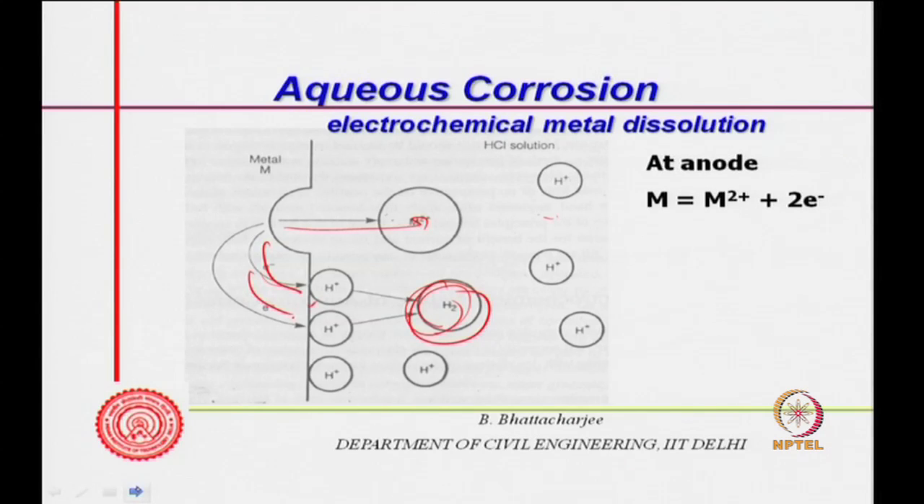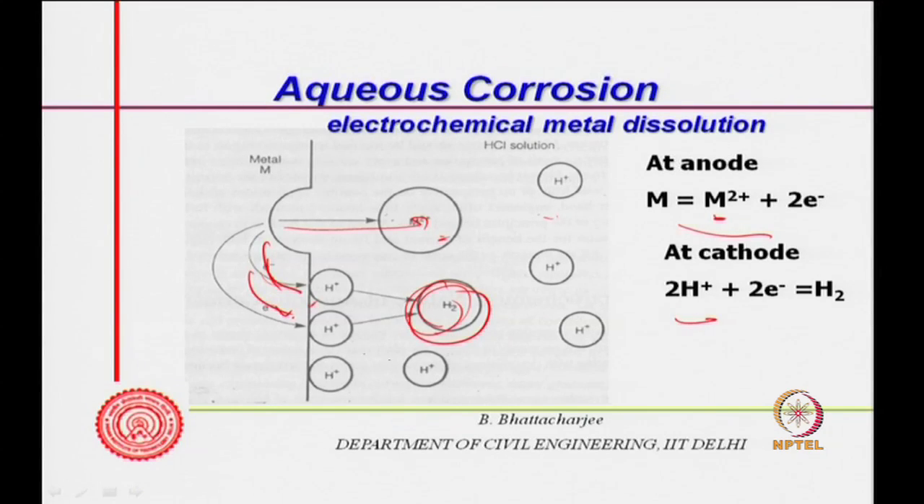At the anode, metal gets dissolved and becomes an ion, losing two electrons which move along this direction. At the cathode, two hydrogen ions accept electrons. But this is not the most common reaction; in some cases this occurs. In reinforcement this is not very common, except in certain cases, which we shall see later on.